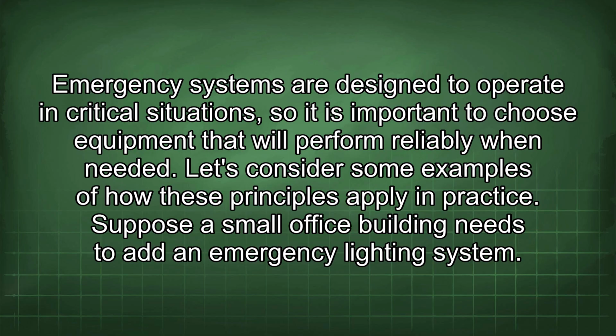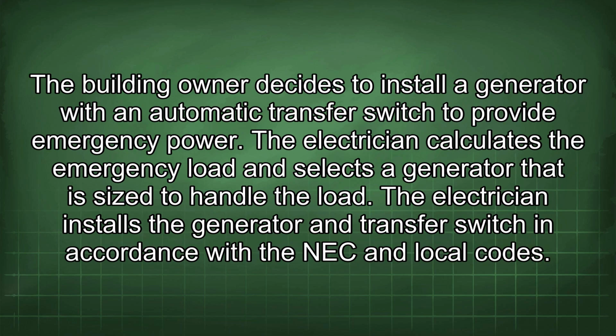Emergency systems are designed to operate in critical situations, so it is important to choose equipment that will perform reliably when needed. Let's consider some examples of how these principles apply in practice. Suppose a small office building needs to add an emergency lighting system. The building owner decides to install a generator with an automatic transfer switch to provide emergency power. The electrician calculates the emergency load and selects a generator that is sized to handle the load.